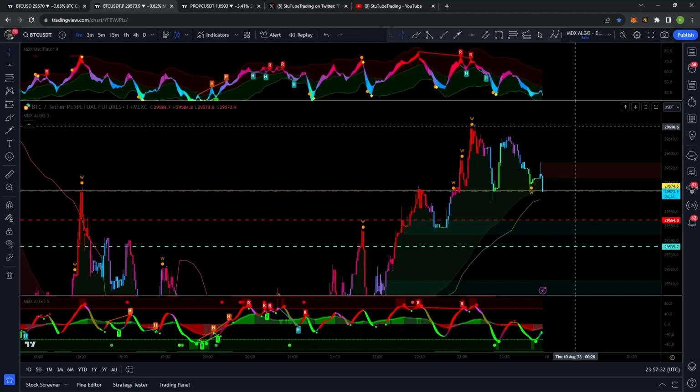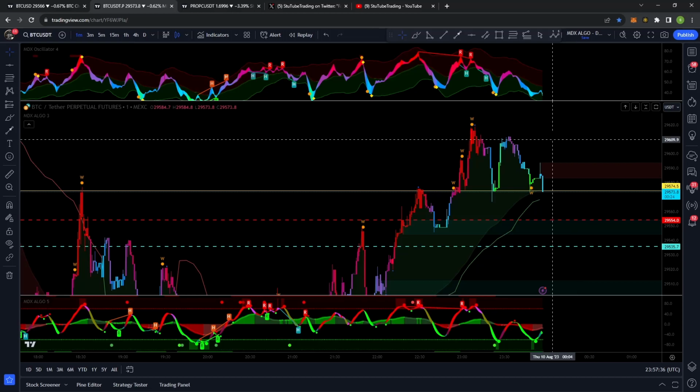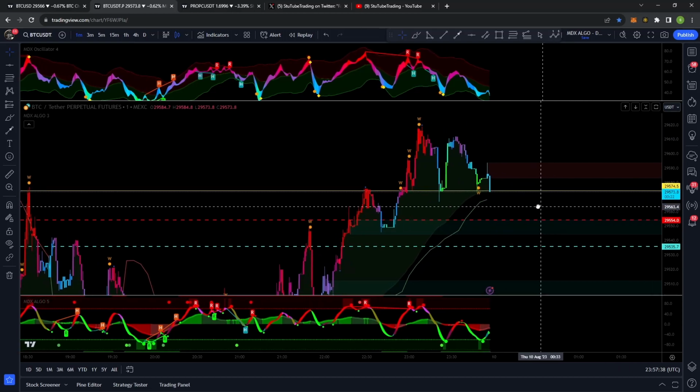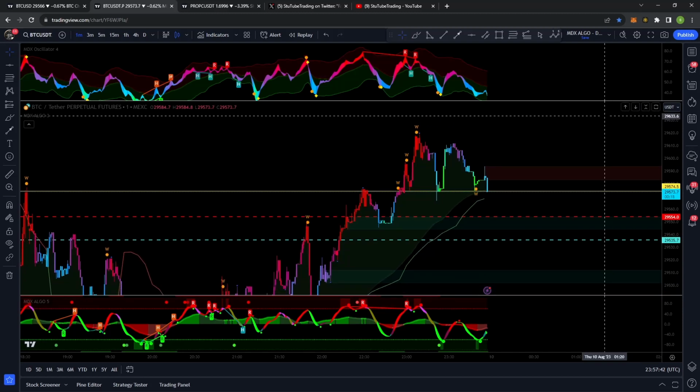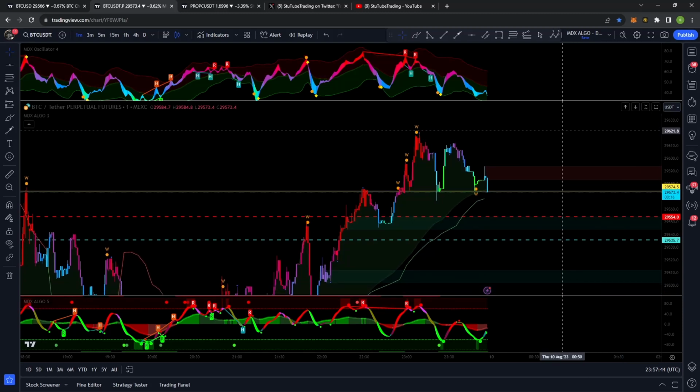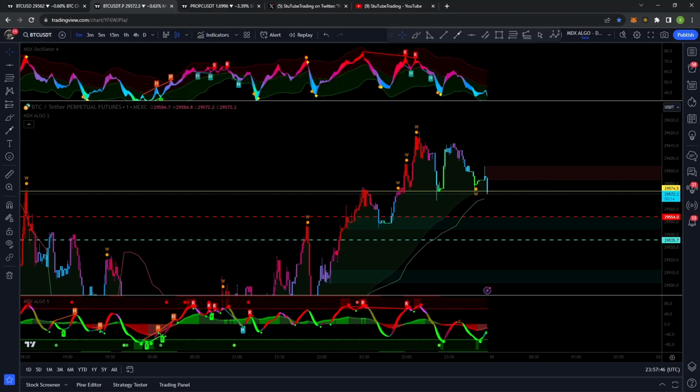Oh, getting a supply zone there too, so maybe we will see a little reversal here. Yeah, just a few minutes until Asia open.